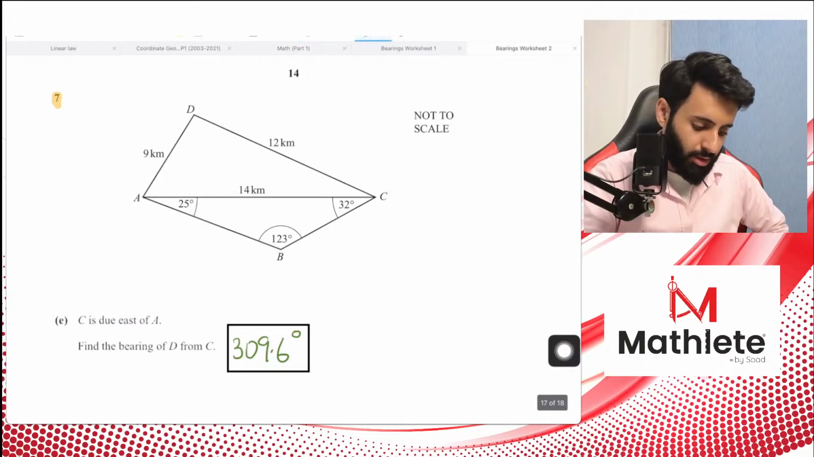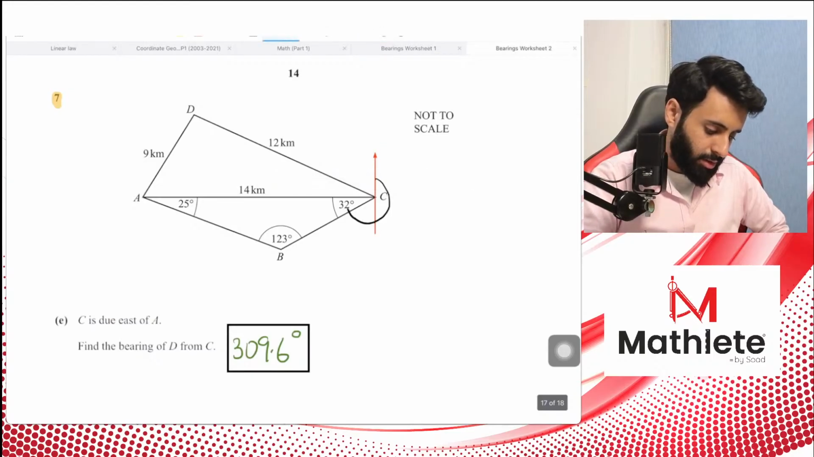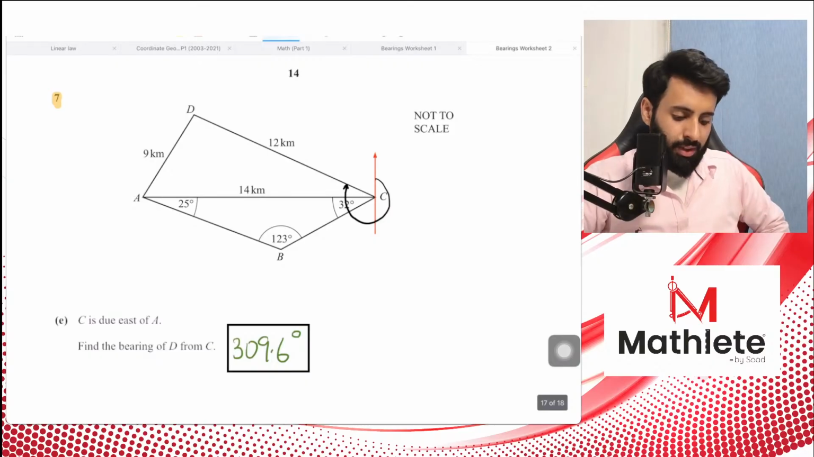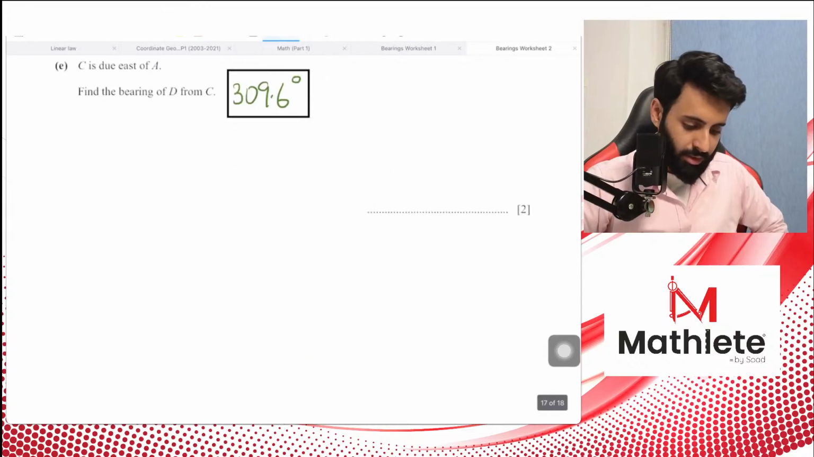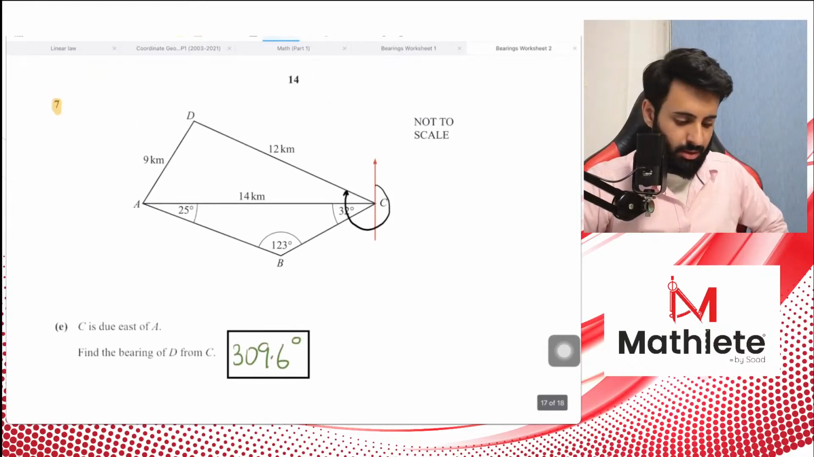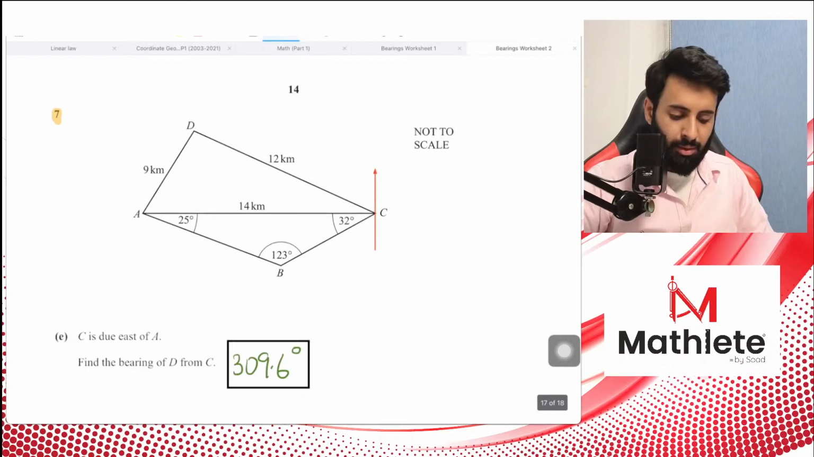What does that mean? That means that at C we have to have a north, and we need to find out this angle. As far as I can tell, there is no direct way of finding out this angle. Let's look at the marks. It's a 2-mark question, so that means some amount of working is required.